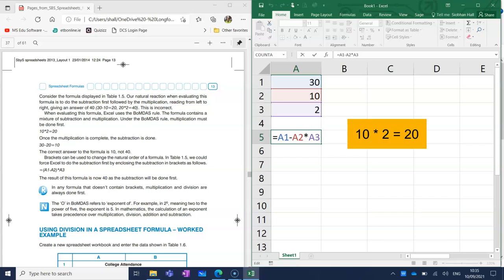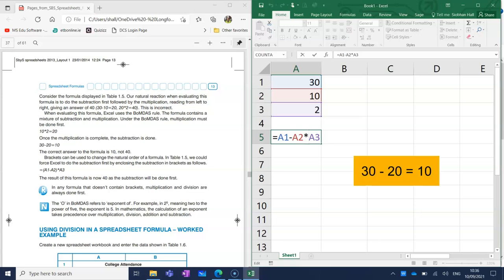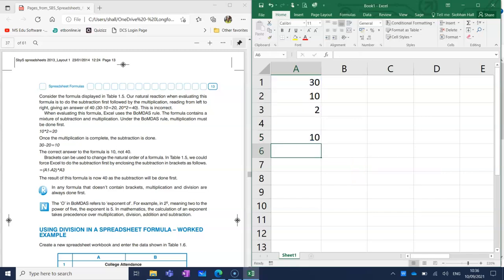So that would be A2 by A3, and A2 is 10 and A3 is 2, so 10 by 2 equals 20. Once the multiplication is complete, the subtraction is done. So A1, which is the 30, would have the 20 subtracted from it, and that is giving you the 10. So the correct answer to the formula is 10, not 40. Brackets can be used to change the natural order of a formula.